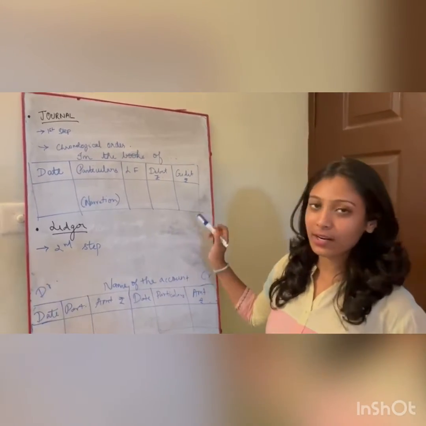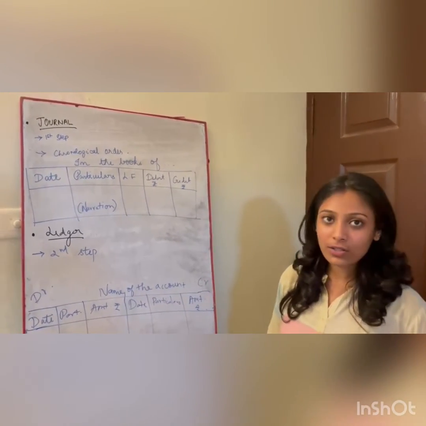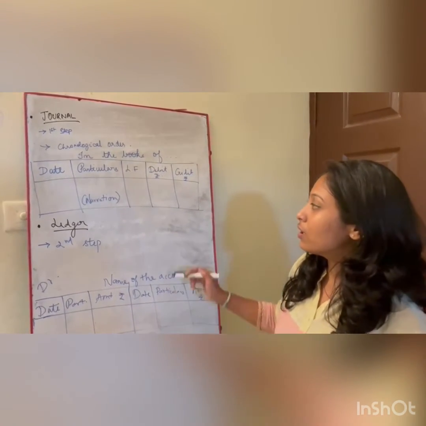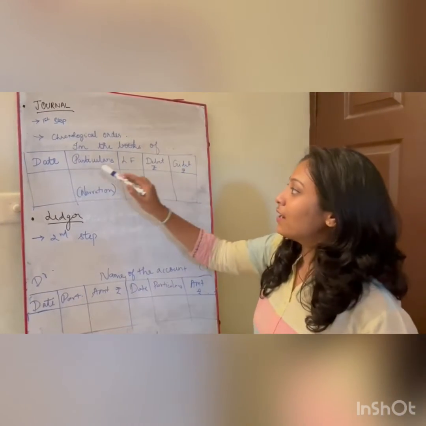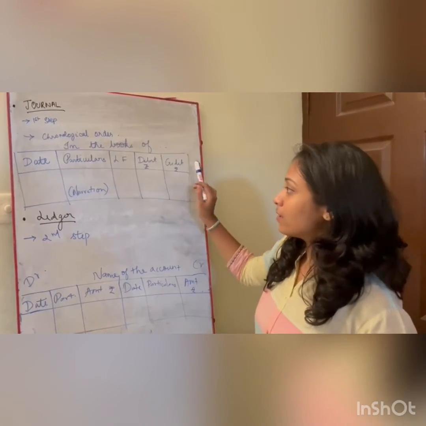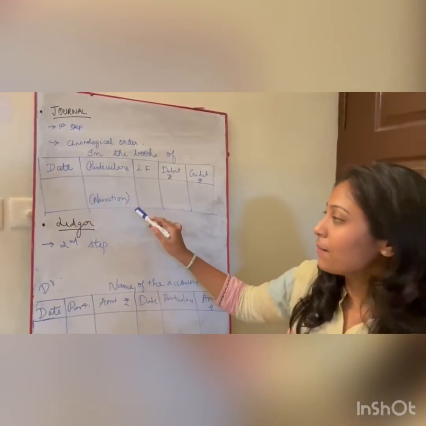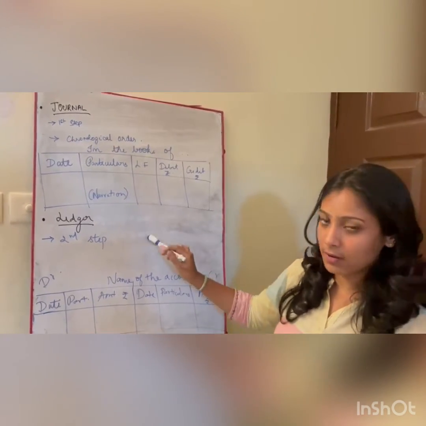Now we will look at journal and ledger. Journal is the first step. It is a chronological order in which the transactions are recorded. The format for the journal is: in the books of the company's name, then date, particulars, LF, debit, credit. Narration is short, like we should describe the transaction in a few words, so the narration should be written there.